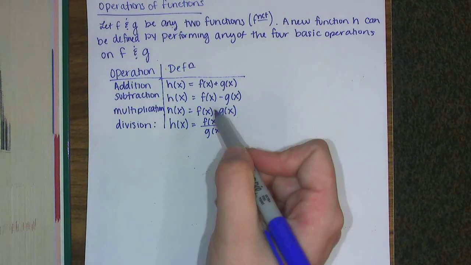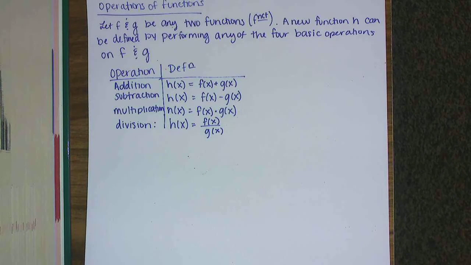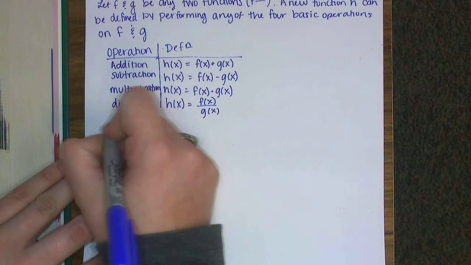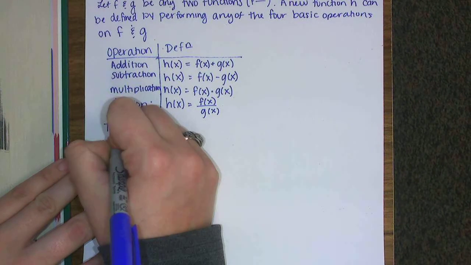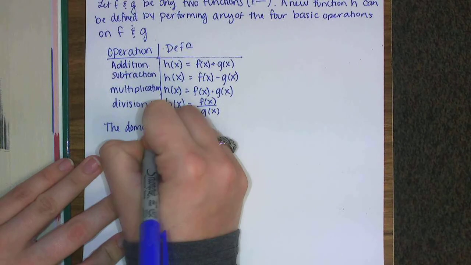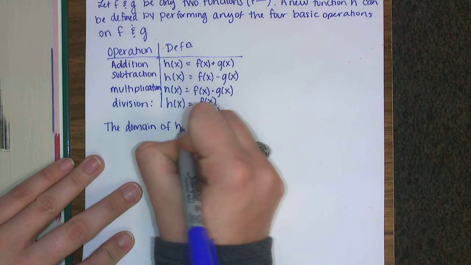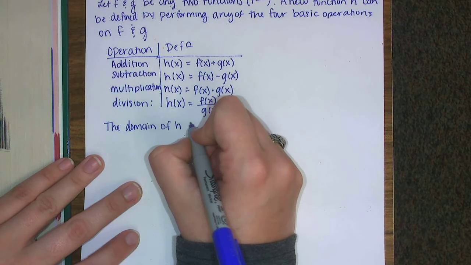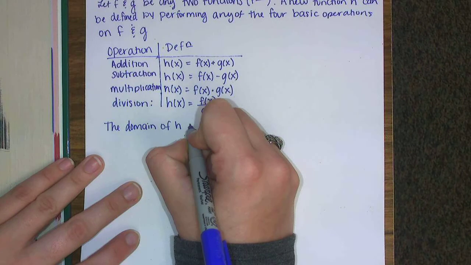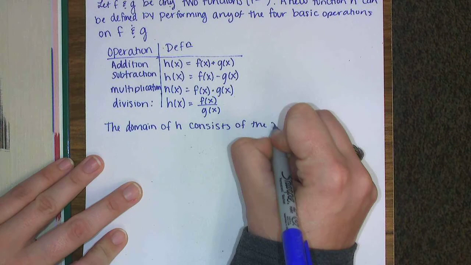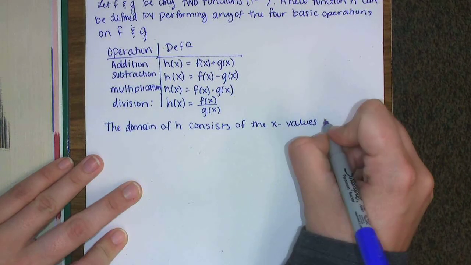And then the other thing that's written underneath here that's important is that the domain of h, okay, meaning the x value inputs. Okay, I know we haven't done a whole lot with domain, and that's something we'll hit more on next year. But the domain of h consists of the x values that are in the domains of both f and g.